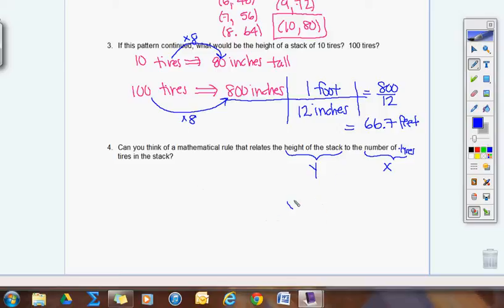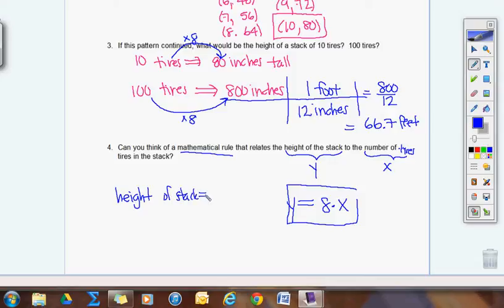So it looks like if I want to figure out how high it is, then that's always going to be equal to 8 times the number of tires. And that's what we mean by a mathematical rule. If I know how many tires, I can figure out how tall it is. If I know how tall it is, I can figure out how many tires there are. Okay? So we can say that the height of the stack was always equal to 8 times the number of tires. And then just with the variables, that's why we get y is equal to 8 times x. And there's our mathematical rule.